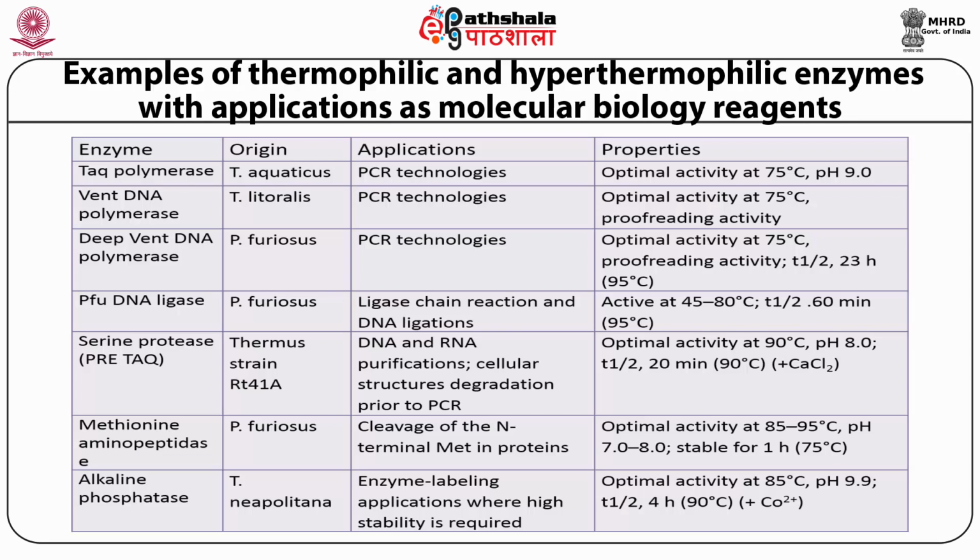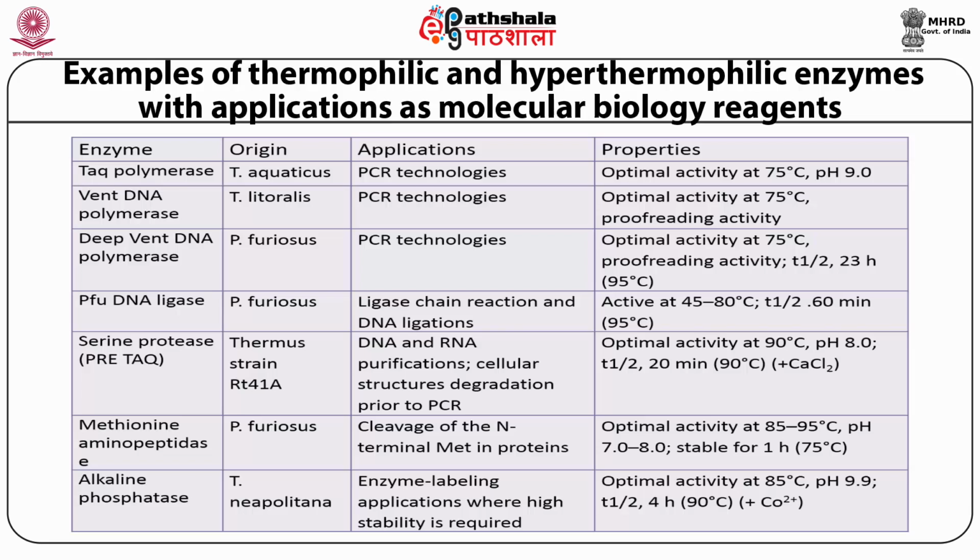Now there is another enzyme, methionine aminopeptidase. This enzyme, we all know, is a very important enzyme, required to cleave the N-terminal methionine in proteins. And this enzyme is also active between 85 to 95 degrees Celsius. It withstands higher pH as well, and it shows stability of up to 1 hour at 75 degrees Celsius.